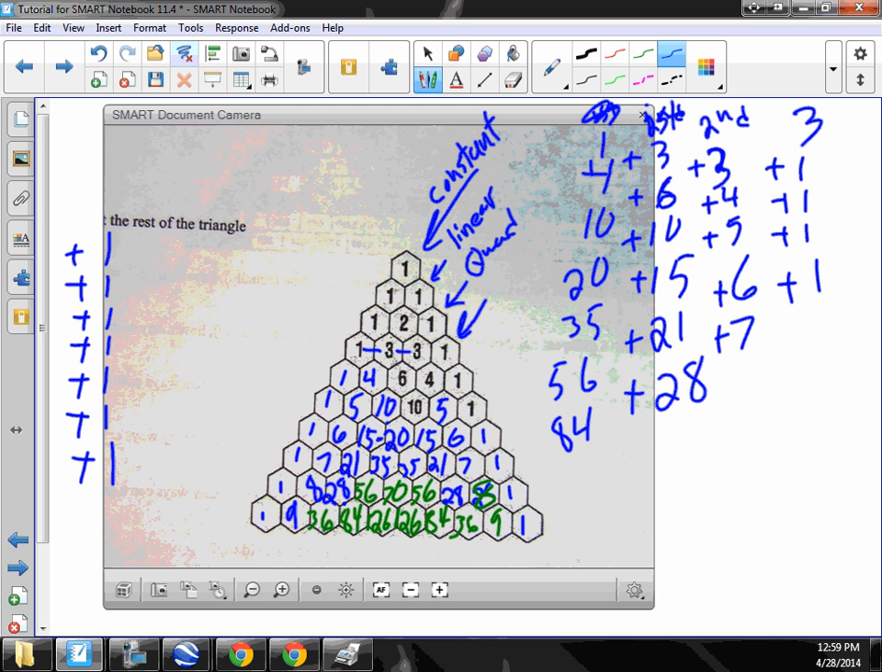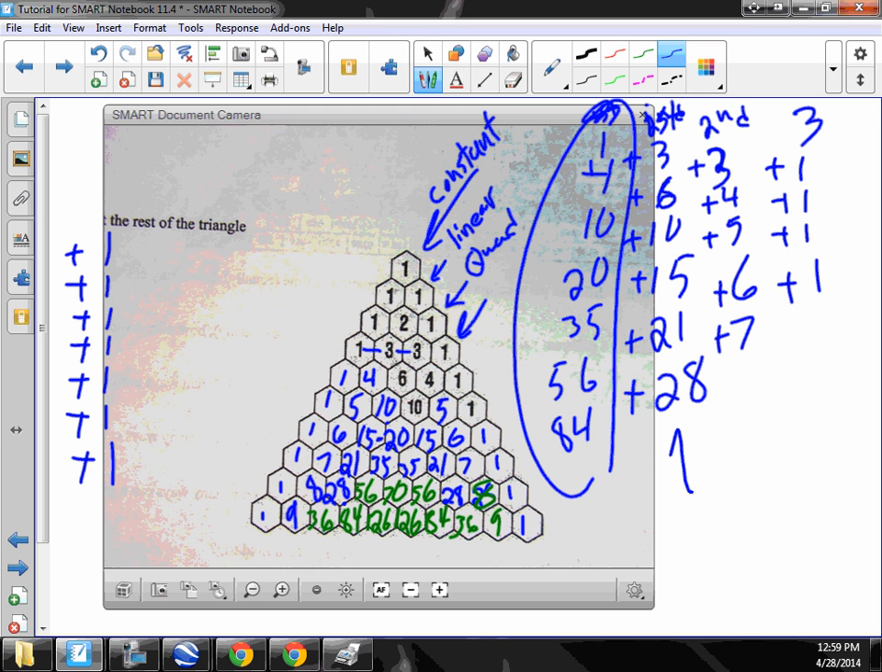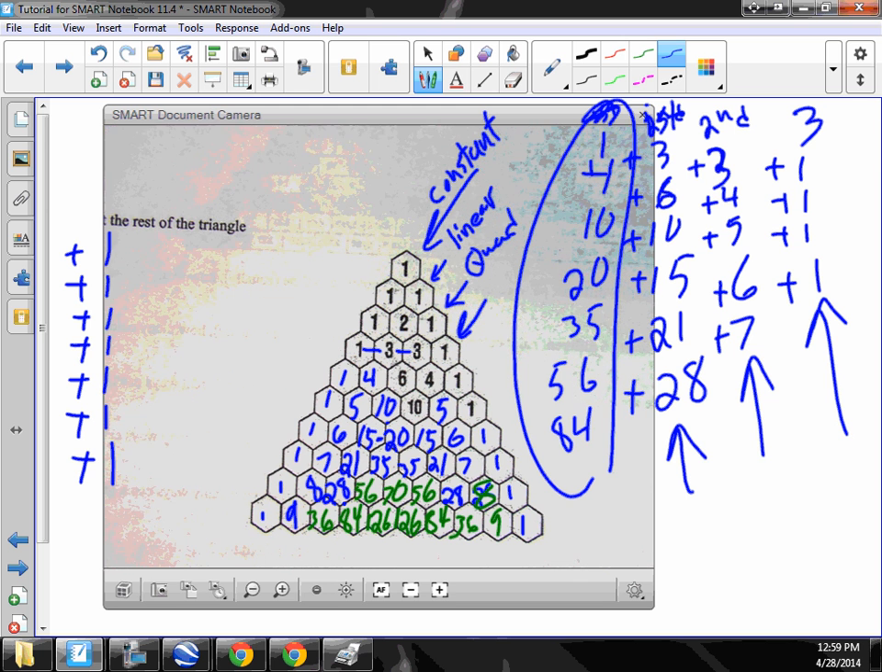So this was my original row, my diagonal. These are first differences, second differences, third differences. So therefore, this equation is a cubic equation. And if you notice, this is an x to the third, x squared, x to the first. What about a constant? X to the 0.